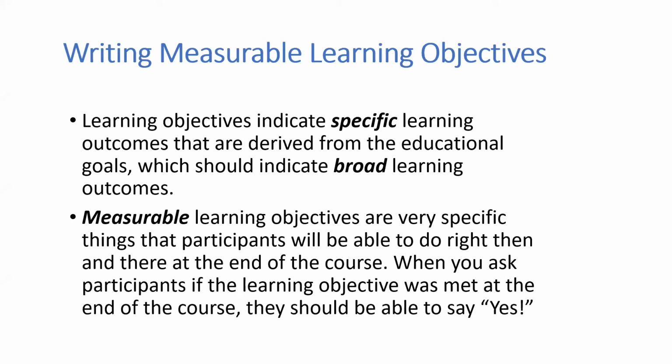So writing measurable learning objectives. Learning objectives indicate specific learning outcomes that are derived from the educational goals, which should indicate broad learning outcomes. Measurable learning objectives are very specific things that participants will be able to do right then and there at the end of the course. So when you ask your participants if the learning objective was met at the end of the course, they should, without a doubt, be able to say yes. That is your goal as a provider.